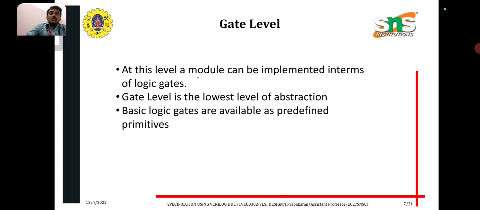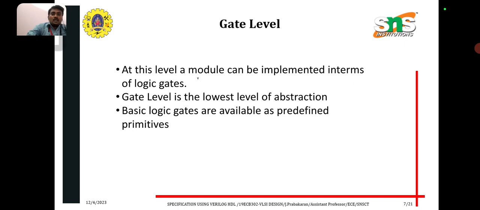Gate level modeling is an abstraction level in hardware description languages like Verilog. At the gate level, the design is described in terms of logic gates and how they are connected to form the desired functionality. This level of abstraction is more detailed than RTL, register transfer level, or behavioral description, and is closer to the physical implementation of digital circuits.